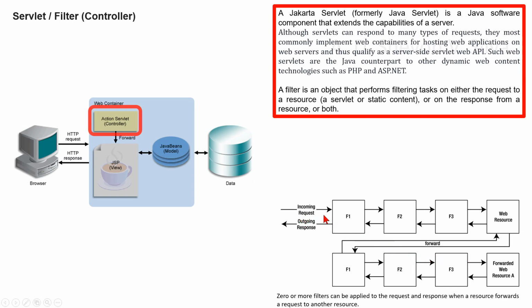Here the incoming request is connected to F1, F1 to F2, F2 to F3, and F3 to the web resource. The web resource interacts with F1 via forward, and F1 is connected to F2, and F2 to F3. F3 is connected to forwarded web resource A, and forwarded web resource A is connected back to F3, F3 to F2, and F2 to F1. Then F1 interacts with the web resource, which is connected to F3, F3 to F2, F2 to F1, and F1 provides the outgoing response.